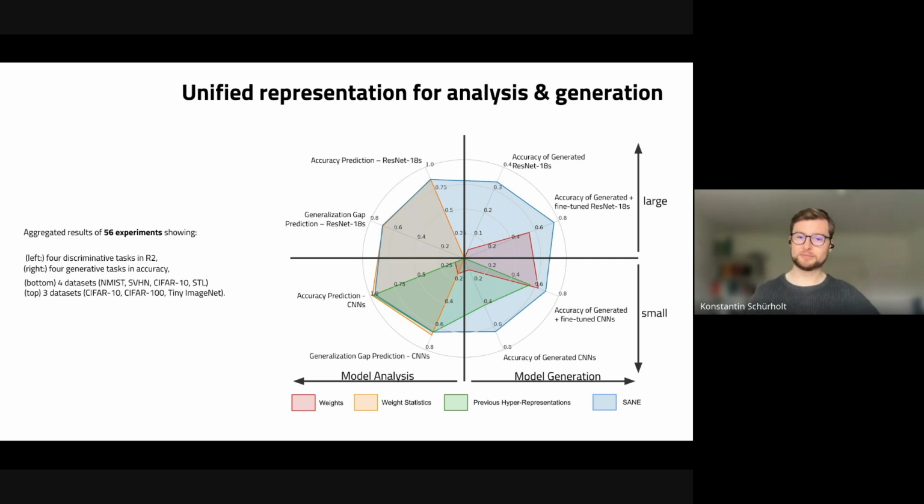It doesn't always work best, particularly on these analysis tasks. Other methods work better there, but it works competitively and it works well everywhere. So we found that, in fact, we had achieved something that is a unified representation, which is very, very cool.